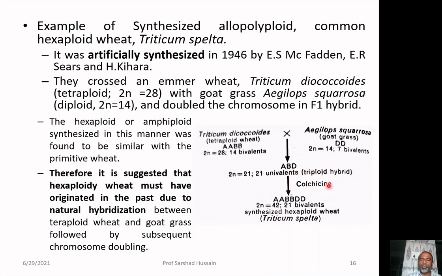Once it was treated with colchicine, hexaploid Triticum spelta was derived, and once this was derived, it was compared with the primitive wheat and was found exactly similar to the primitive wheat. So, it was found that yes, the primitive wheat has been derived in nature because of a crossing like this. So, they got evidence of how species have evolved by combining the genomes of two different species.